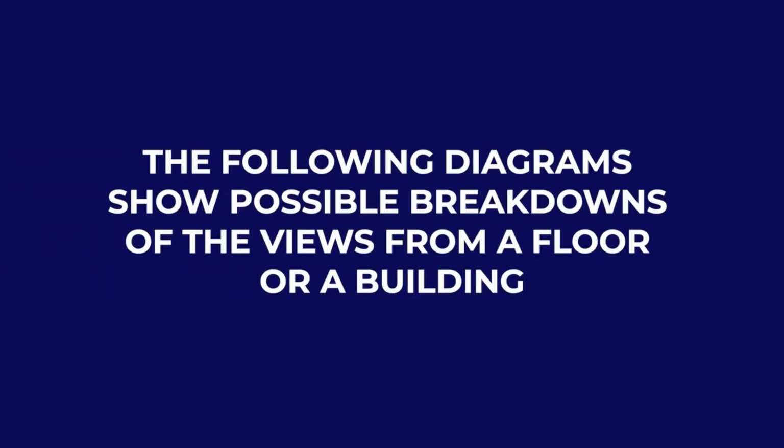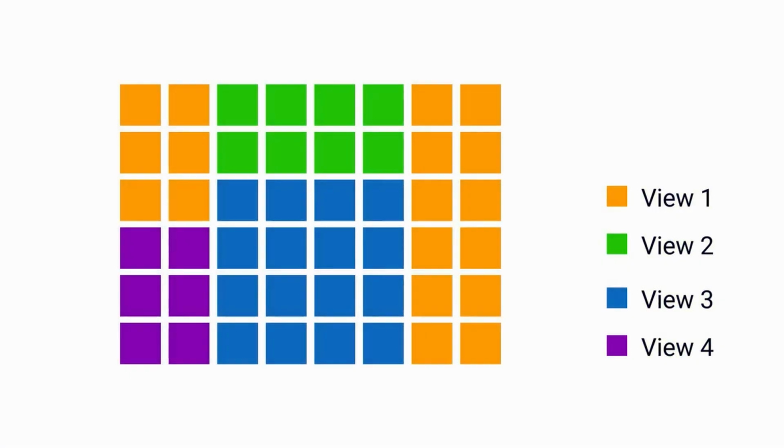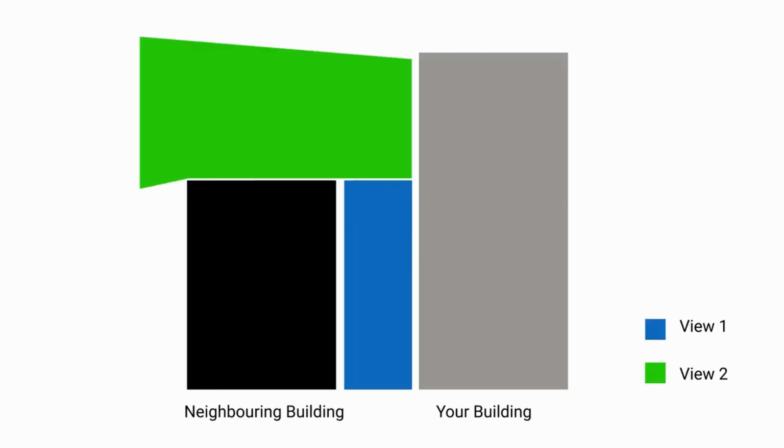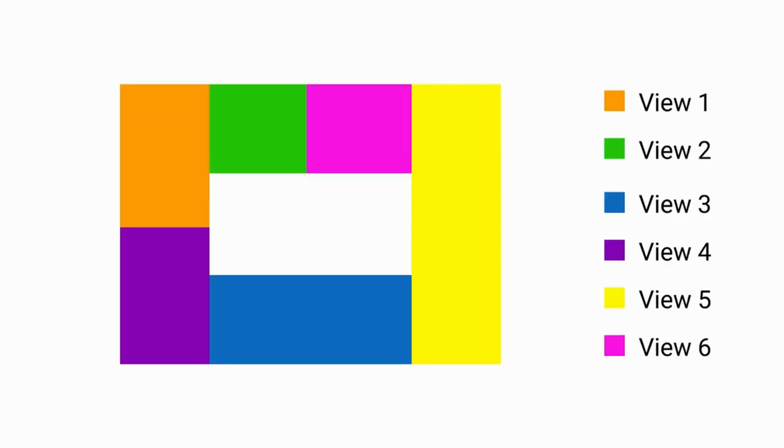The following diagrams show possible breakdowns of the views from a floor or a building. This is an example of the front scheme based on different views characteristics. This is an example of a view blocked by neighboring buildings. This is an example of a simplified floor plan based on different views characteristics.